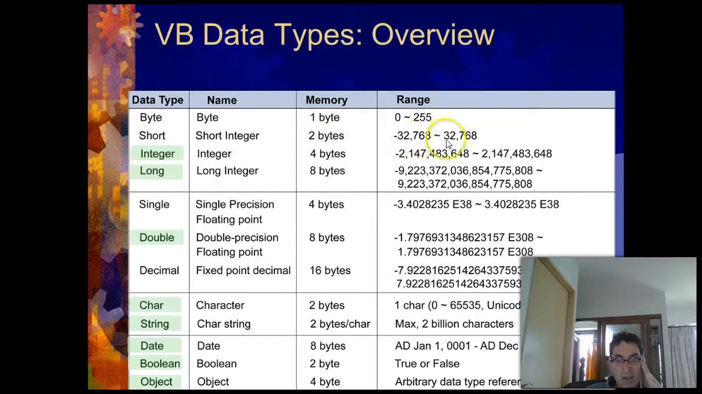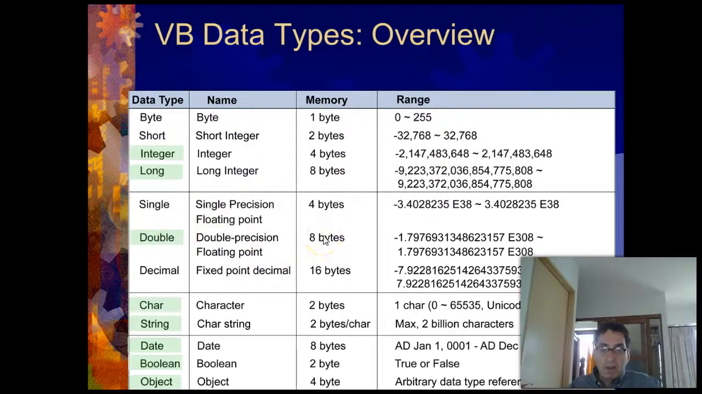A short is this. So from down here to up here, it's just 2 bytes. So that's 2 to the 16th different values, and it's this set of values from here to here. And a long integer is 8 bytes. It's this up to here. We also have something called a single, which is 4 bytes.